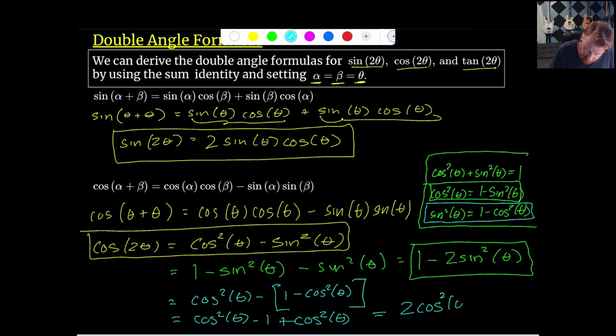2 cosine squared theta minus 1. So here is our last version of this identity here. So sine of 2 theta just has its single identity. Cosine of 2 theta happens to have 3 different forms, and each one might be more beneficial depending on the situation that we're in. So there we go. We still need to do tangent, but we're out of room on this slide, so let's go to the next page here.